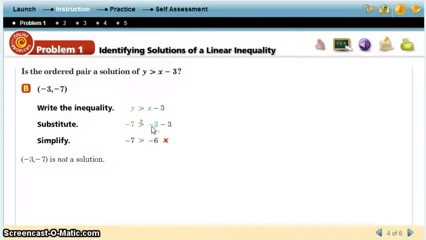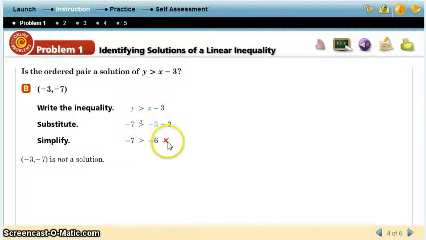And then simplify. Negative 3 minus 3. Well, if you're down 3 and you go down 3 more, you're down 6. So then ask yourself, is negative 7 larger than or greater than negative 6? And you're dealing with negatives, so you kind of have to think a little bit backwards here, but negative 7 is not greater than negative 6. It's actually smaller than that.